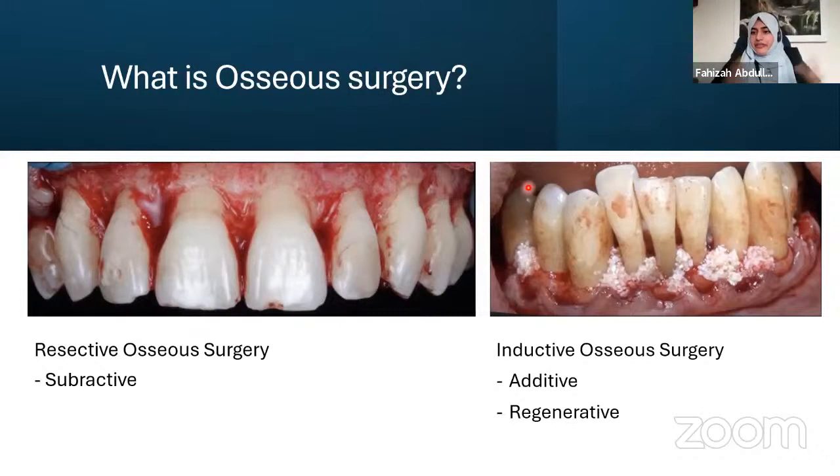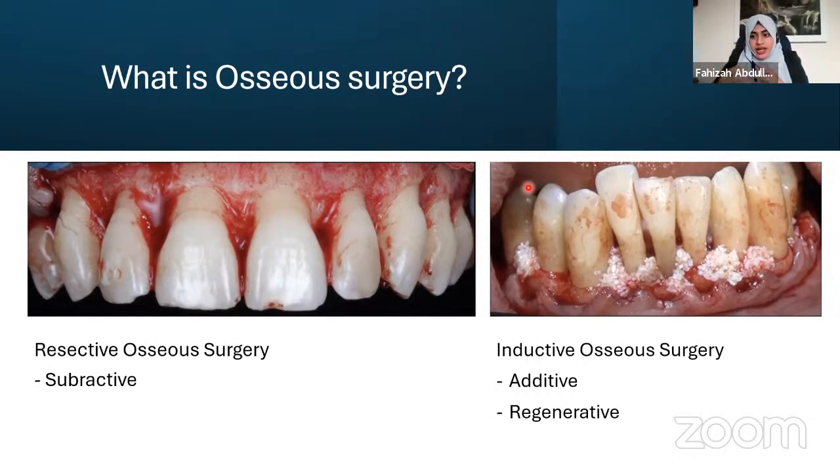So let's dive into resective osseous surgery. What is osseous surgery? Any kind of deformities you're adjusting in the alveolar bone, or any kind of surgery being performed on the osseous or alveolar bone, is called an osseous surgery.